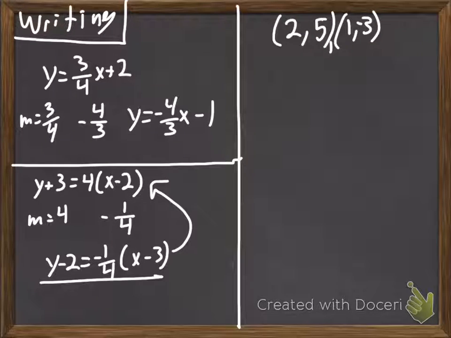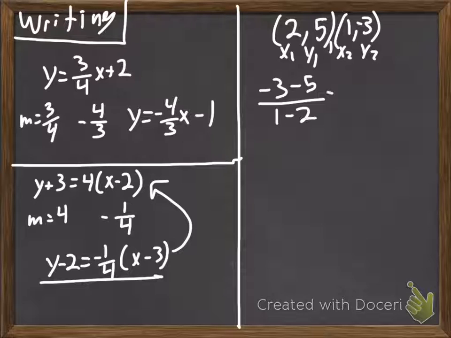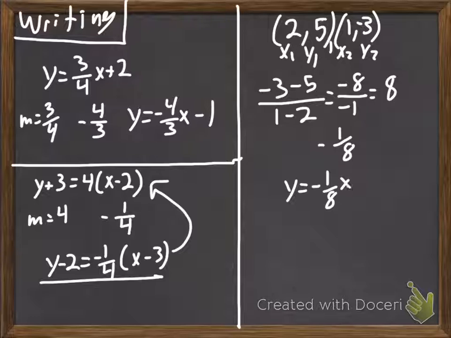And finally, we have 2 points. Just like before, we're going to find the slope. Then we're going to do the opposite reciprocal, and then we're going to put it in whatever form we want. So -3 minus 5 over 1 minus 2. So we get -8 over -1. So that's 8. So I want the opposite reciprocal of 8. So the reciprocal is 1/8. Opposite is negative. So we get y equals -1/8 x and plus 7. Why not?